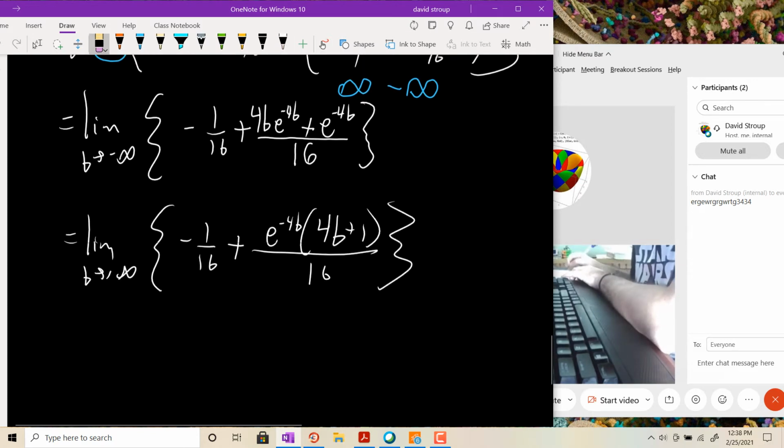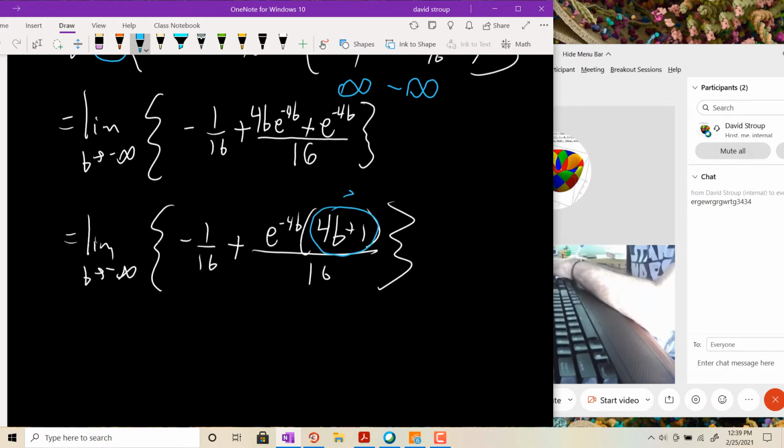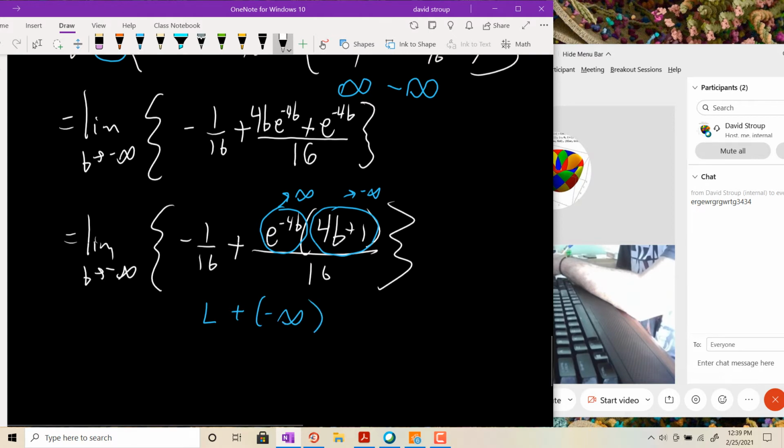If we go to negative infinity, that's going to give us negative infinity in there. So this part here is shooting off to negative infinity, and this part here, again, is shooting off to positive infinity. So the end result is you have a positive infinity times negative infinity, which of course is negative infinity. So you have a limit plus negative infinity, which is just going to be negative infinity.